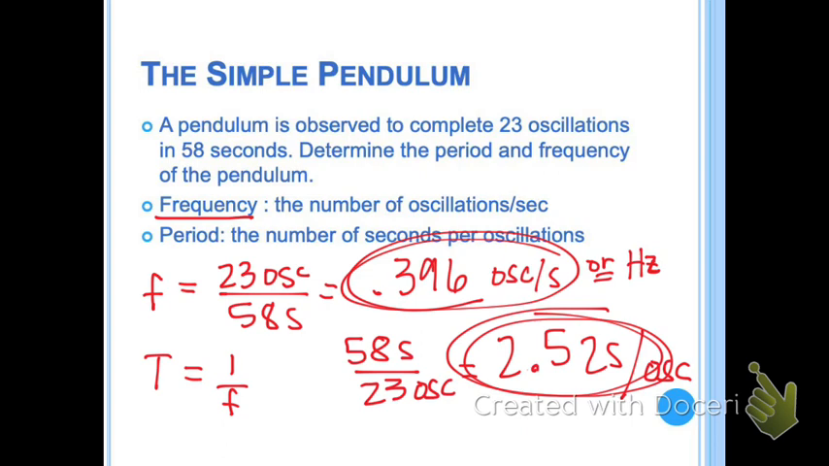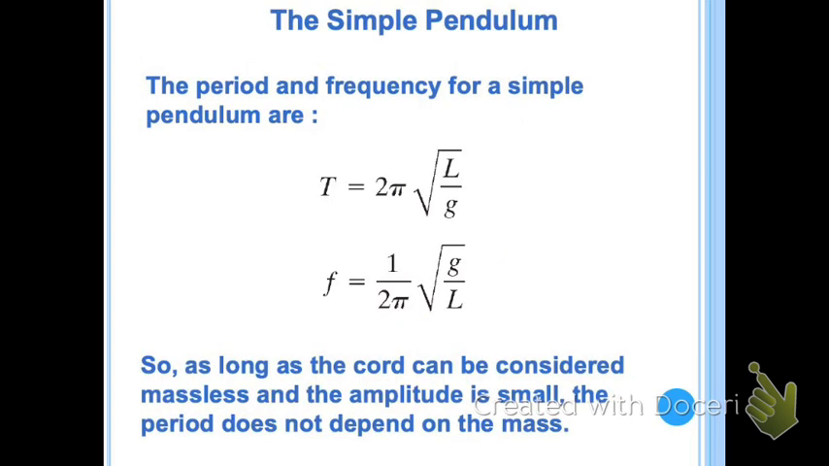frequency would be 0.396 oscillations per second. So in these equations for period and frequency of a pendulum, the thing that's different and that tells us it's for a pendulum is that L variable. What do you think L stands for? Exactly, the length of the cord. Okay, L stands for length of the cord, and G obviously stands for the acceleration due to gravity.